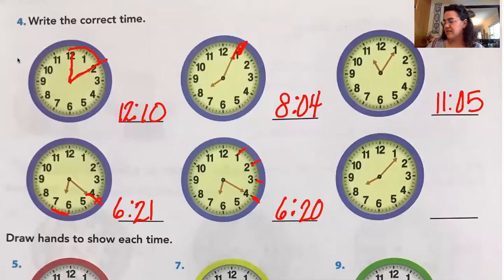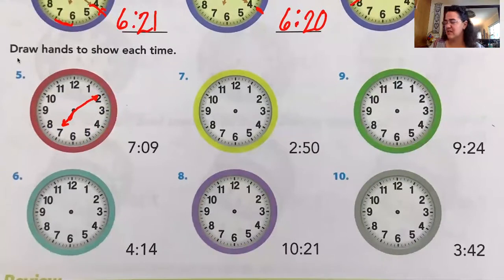And our last clock for this section, the hour hand is pointing just past the 8. So I know it's 8 for my hour. 8, what? 8:05, 06, 07. 8:07 is what I think we've got. Any questions on that one, second grade? Okay, let's go ahead and draw the hands to show the times.